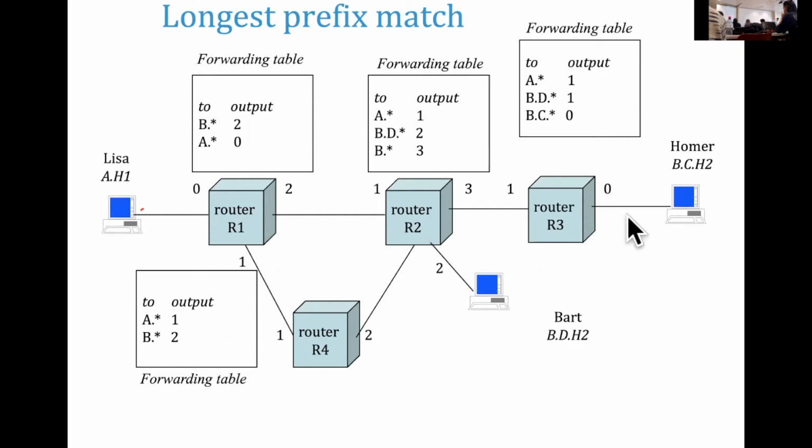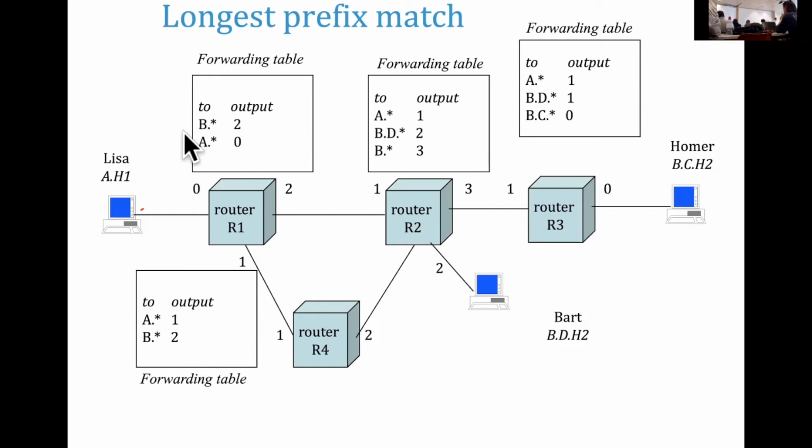Here, we have 3 computers, Lisa, Homer, and Bart, and I'm showing you their addresses. These are dummy addresses, but the address of Lisa is A.H1, and Bart is B.D.H2. They are dummy ones, but you can think of IPv4 or IPv6 addresses, the same principle applies. We have 4 routers in the middle. For each router, I'm showing you its forwarding table.